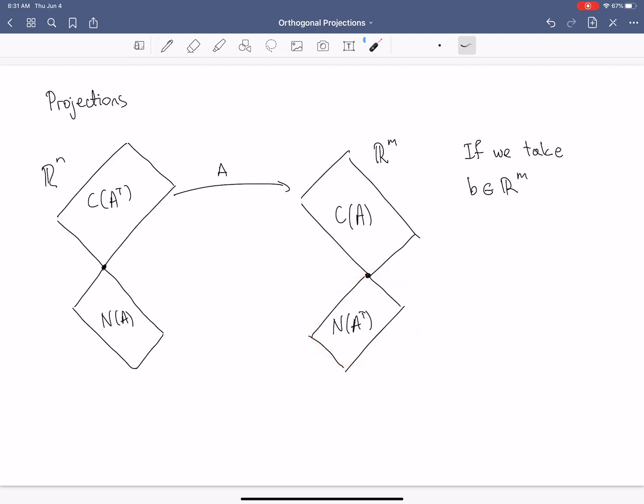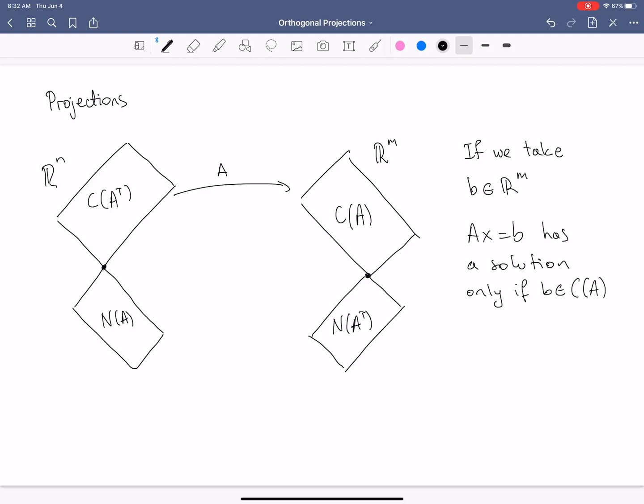But if the column space is not all of Rm, so if we have a non-trivial left null space, then there will be vectors b which are not in the column space of A. And whenever we have vectors b that are not in the column space of A, then Ax equals b would not be solvable. So Ax equals b has a solution only if b is in the column space of A, right?